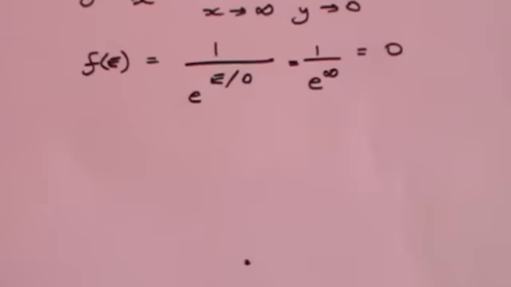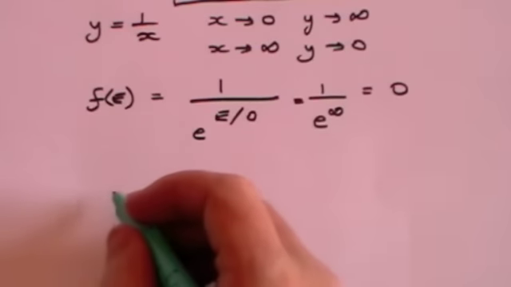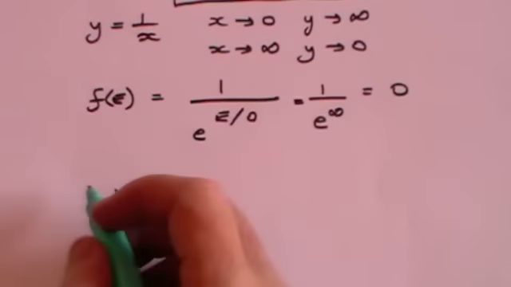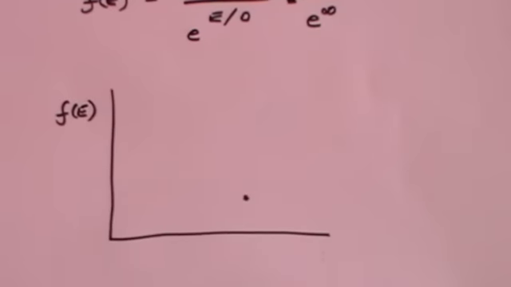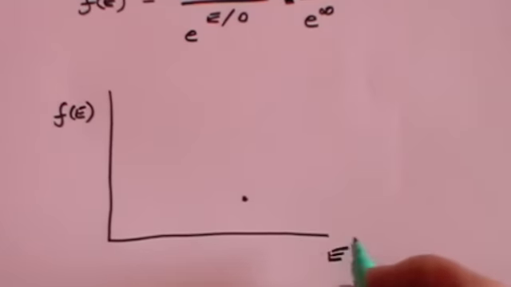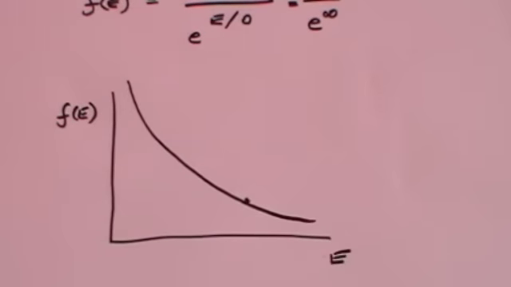And the graph of this equation here, it's simply a 1 over exponential graph. So it looks like this. Here is the probability of a molecule occupying an energy state, and this is the energy itself. And the graph is just an exponential, which shows that for a given temperature, there is a much higher probability that a lower energy state will be occupied than a higher energy state.